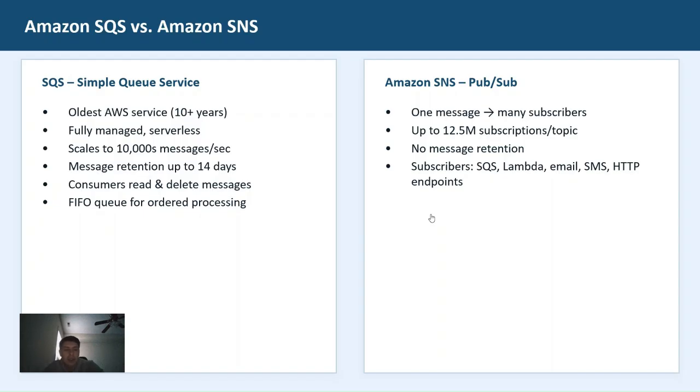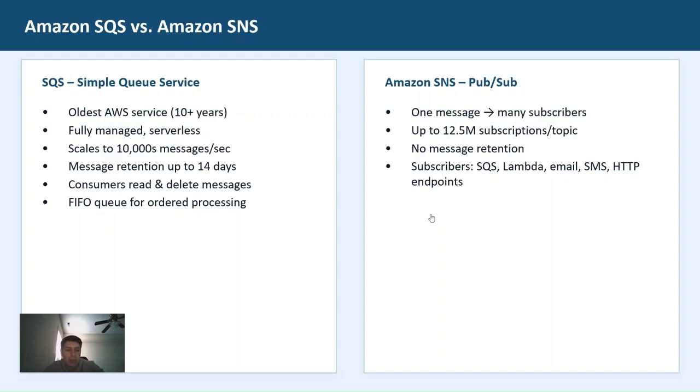Amazon SQS versus Amazon SNS. So SQS is AWS's queue service, fully serverless, one of the oldest services on the platform. It scales to tens of thousands of messages per second, retains messages for up to 14 days, and consumers delete messages after processing. There's also a FIFO queue for strict ordering.